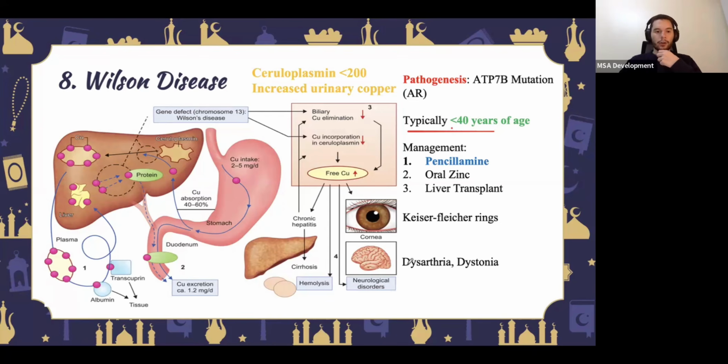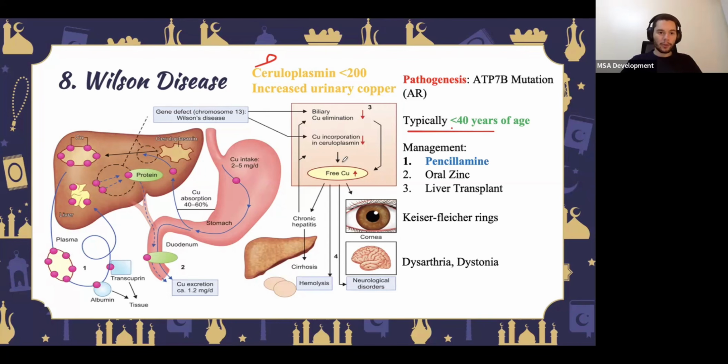Does it only affect the liver? No, it affects other structures, including the cornea, and it also affects the brain. It could cause neurological disorders, and it could even cause psychiatric disorders. Okay? In the cornea, it causes something called Kaiser-Fleischer rings, and I'll show you a clearer image. For neurological disorders, it could cause dysarthria, dystonia. Psychiatric could cause depression, anxiety. And how would you diagnose this? Diagnosis is through a low level of ceruloplasmin or an increased urinary copper.